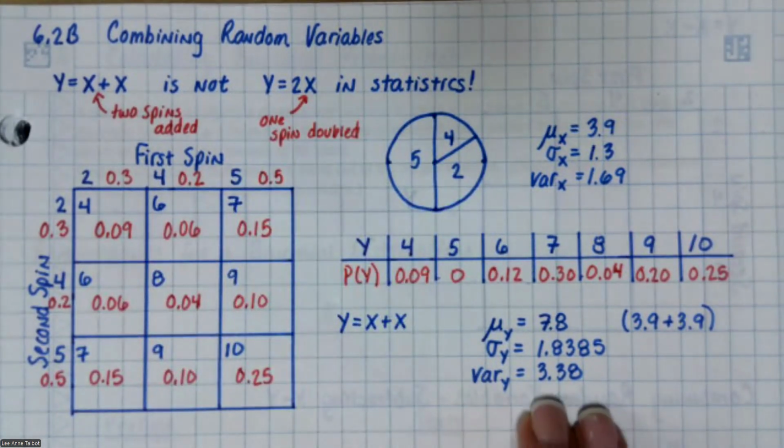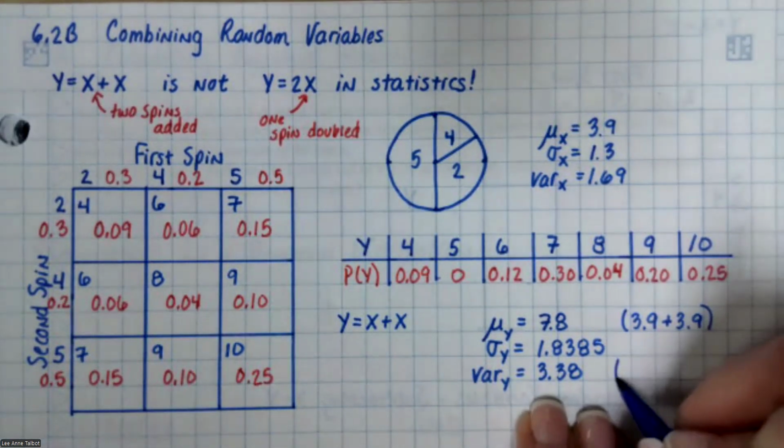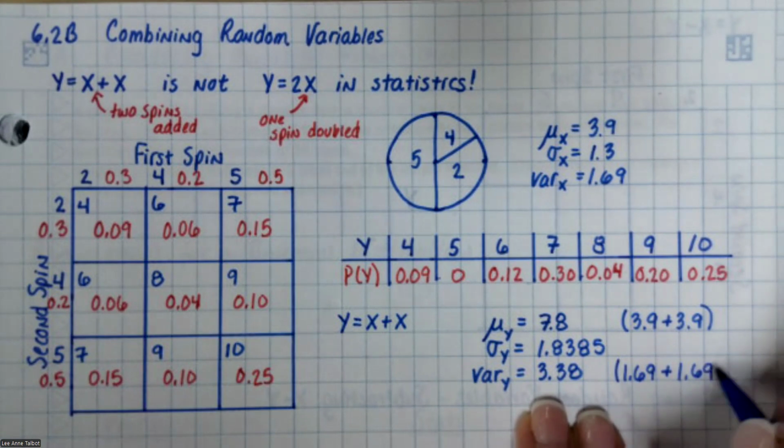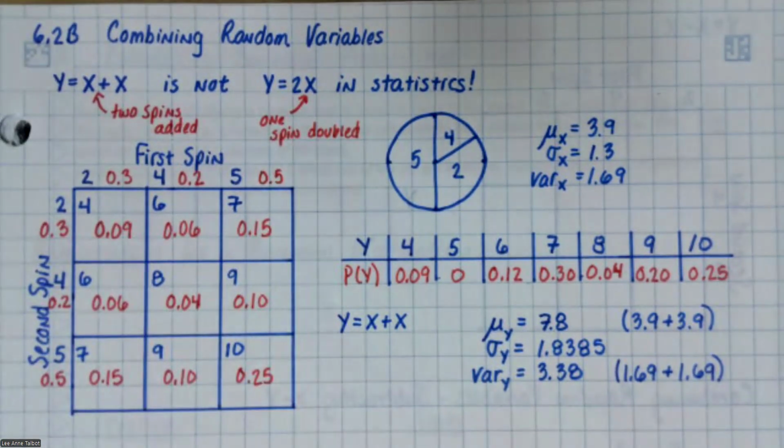It does work for the variance though. So this is 1.69 plus 1.69, which is why I took that decimal out as far as I did. Okay, so moral of the story here, very close. It's okay to add means together. Means are safe to add. Okay, variances are safe to add. Standard deviations? Or not, say that.